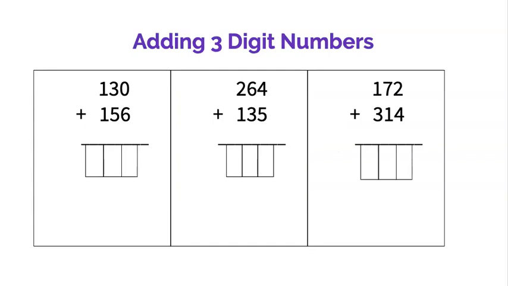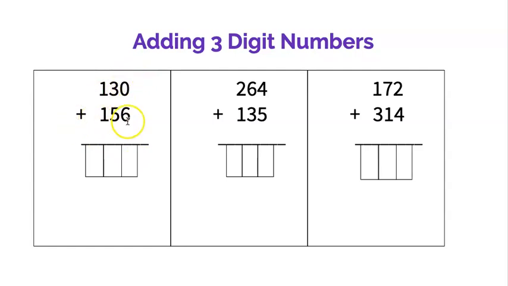All right, this is something else that's new. It's adding 3-digit numbers. We've been doing double digits, and now we've moved to adding 3 digits. So we're going to start like we always start. We start with our ones column, then go to our tens, and then our hundreds. Our ones, our tens, and our hundreds.